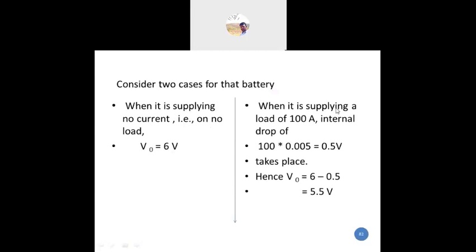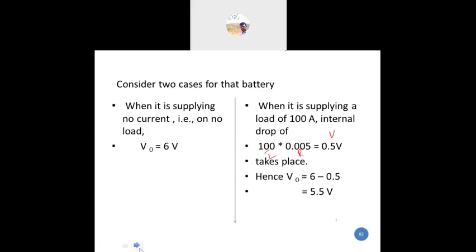When the source is supplying a load of 100 amperes, the internal drop is 100 times the internal resistance. V equals IR, where I is the current and here we have the resistor. So the drop is equal to IR, which comes to 0.5 volts. Hence, the output voltage that we get is 5.5 volts.